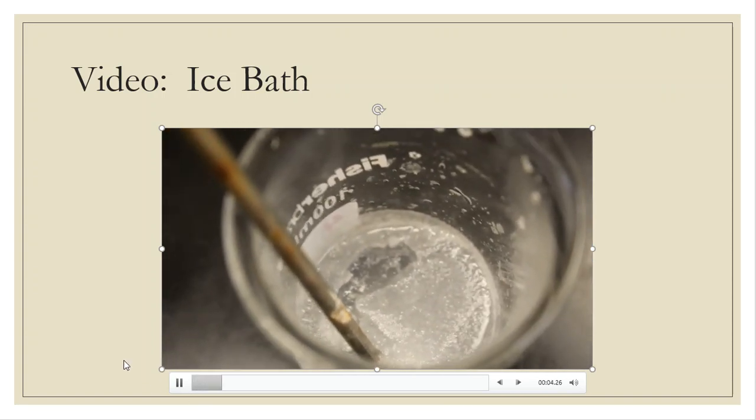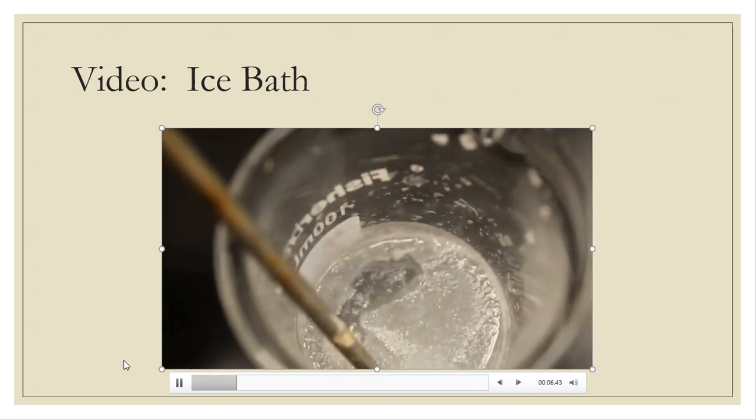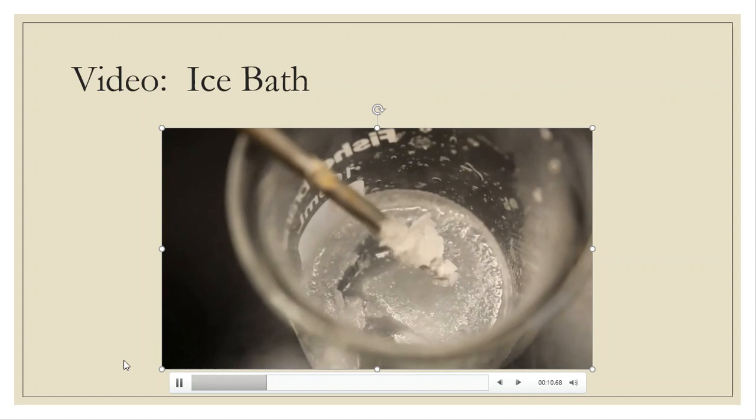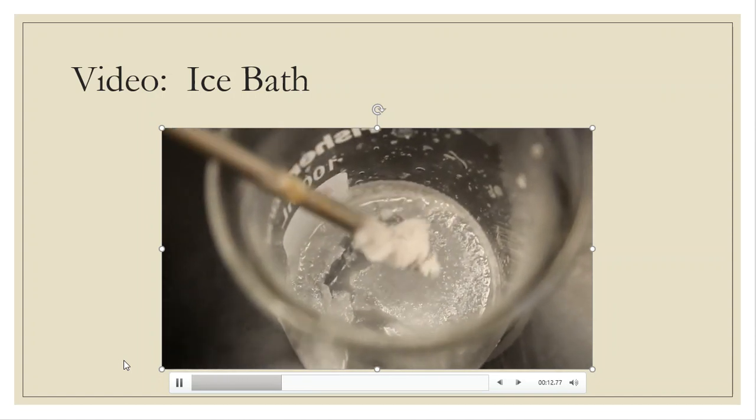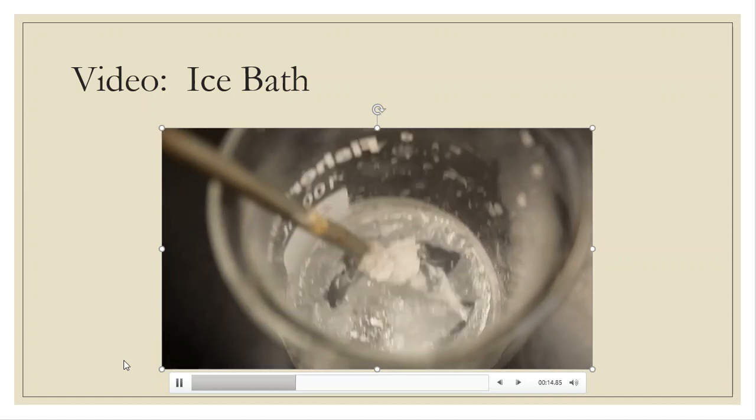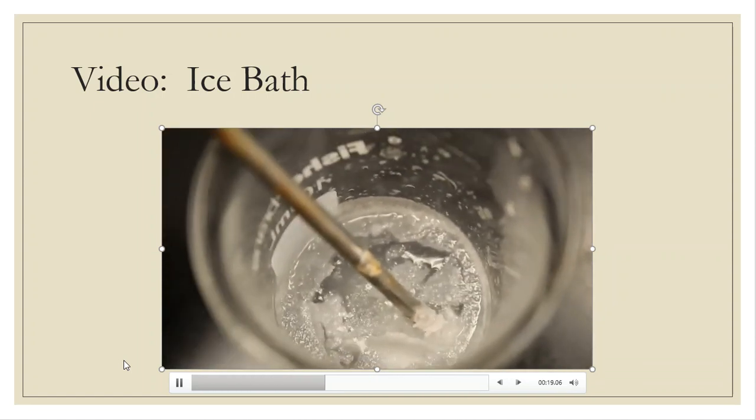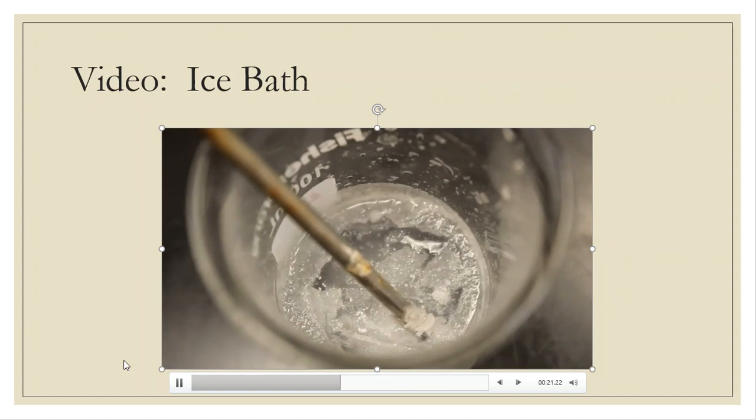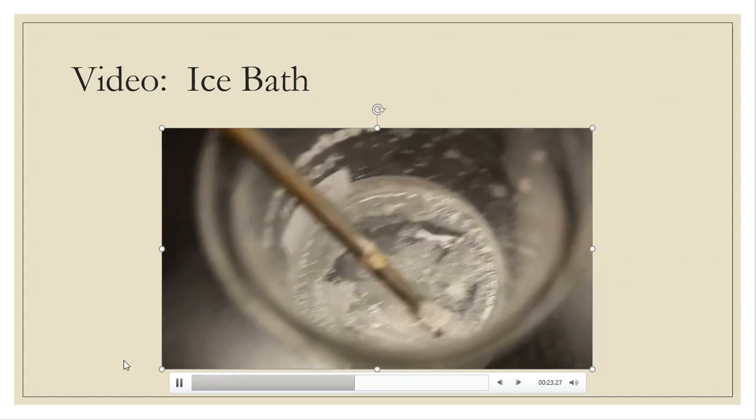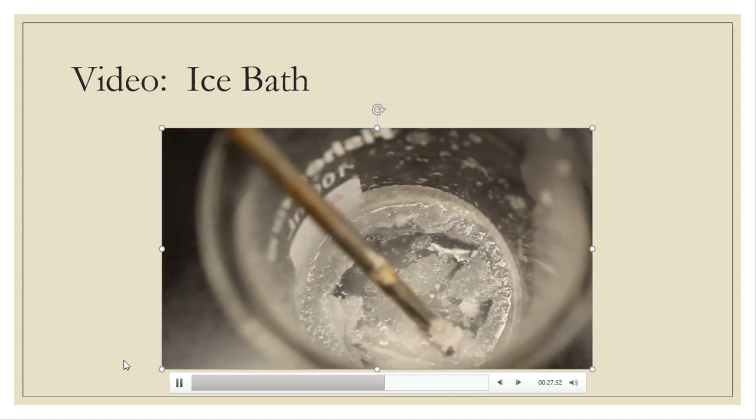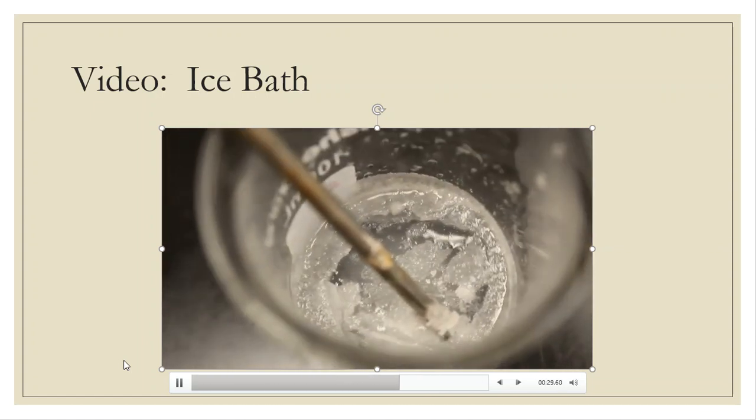What you're looking at right now is the clathrate after I've kept it in the ice bath. So I'm just going to take this thermometer, and you can see how it has solidified on the surface of that solution. And this is okay. The directions told me that it might solidify and become a solid, and that's perfectly fine.